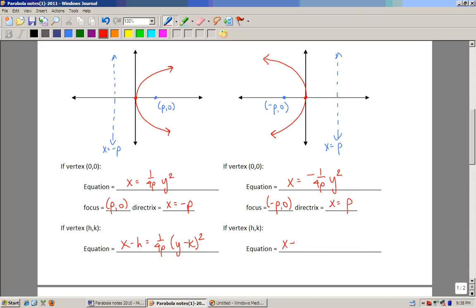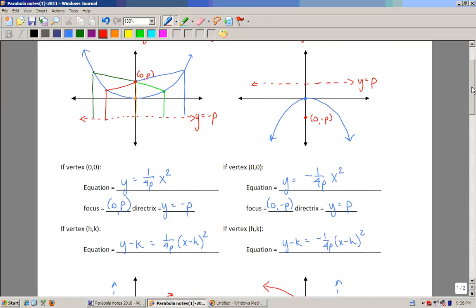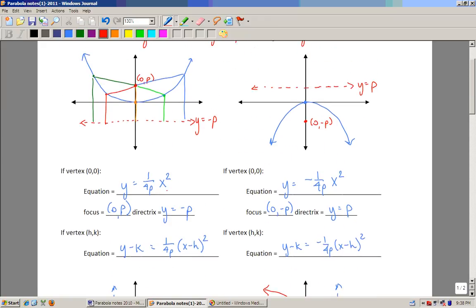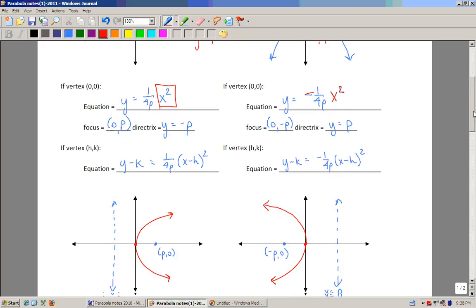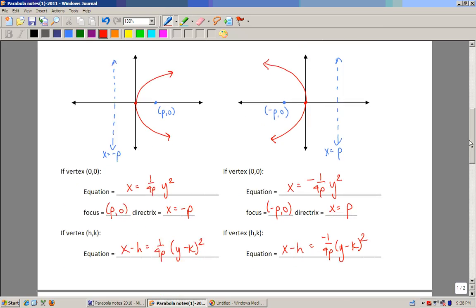And again, if we shift it with h and k, the h is with the x and the k is with the y. So if it opens up and down, it's x squared. This is a positive x squared if it opens up, and a negative x squared if it opens down. And if you open left and right, the y is getting squared. If it opens to the right, it's a positive y squared. If it opens to the left, then it's a negative y squared.